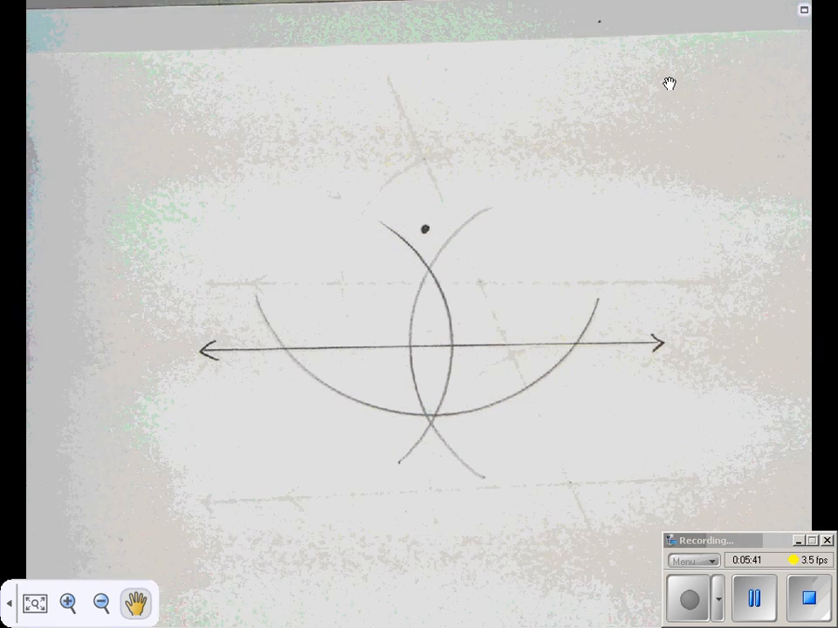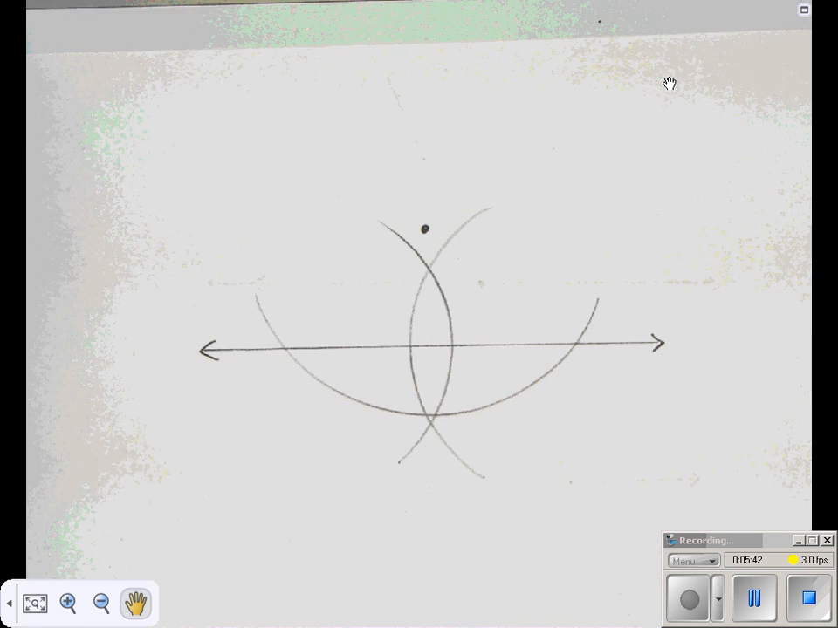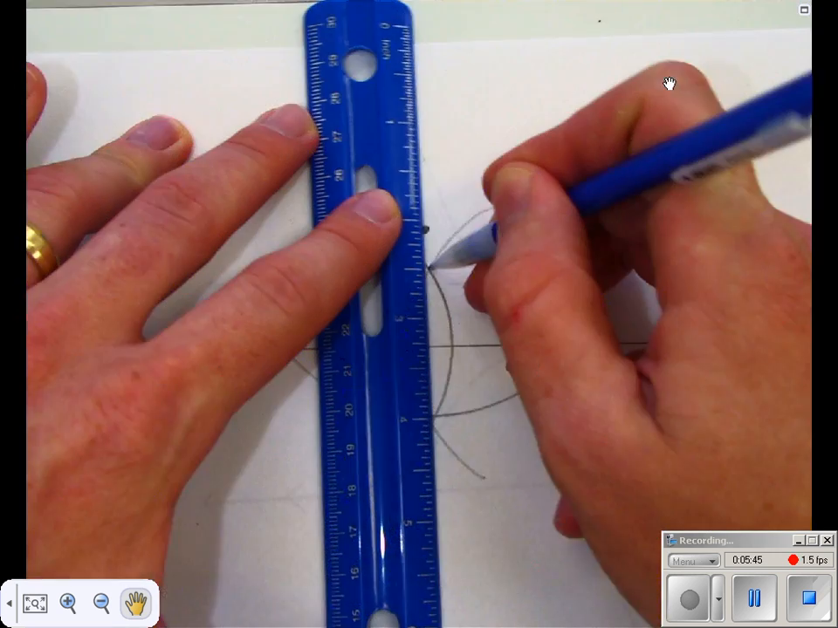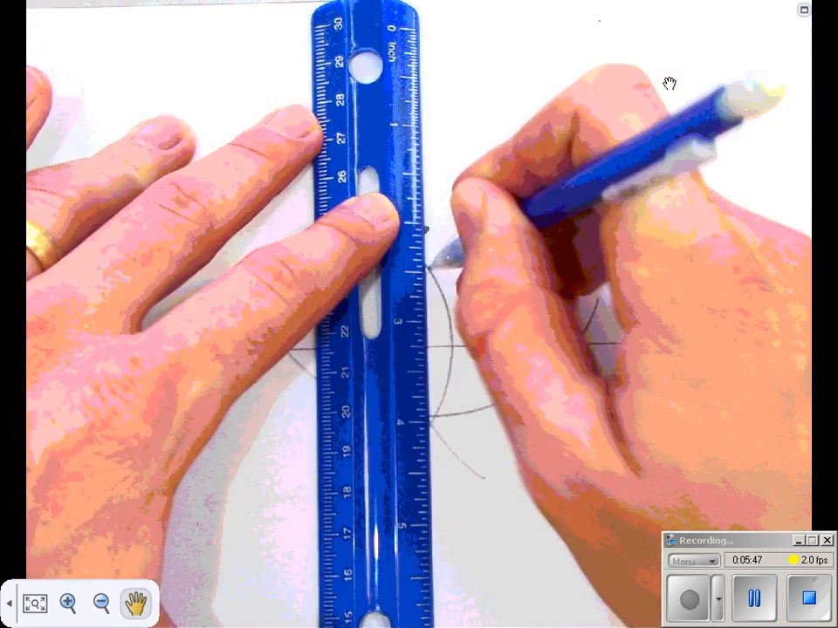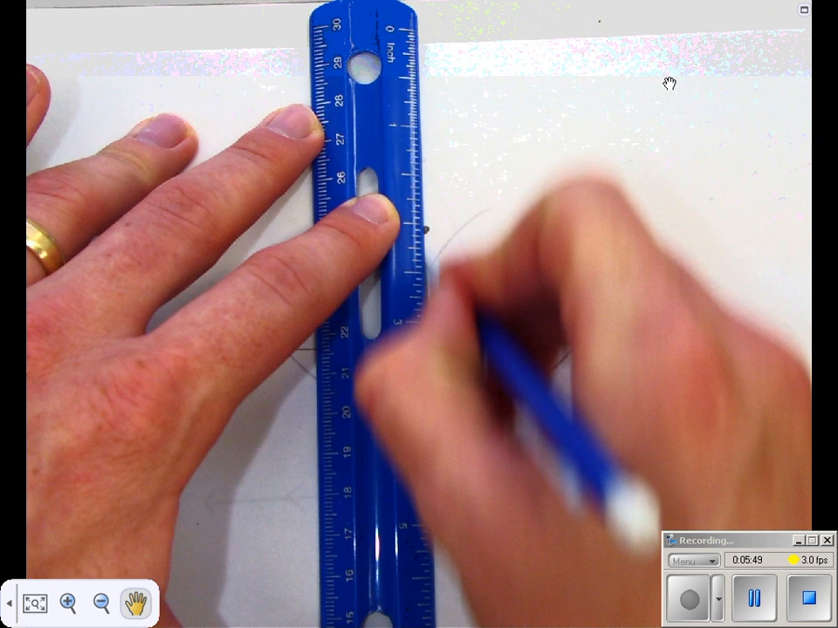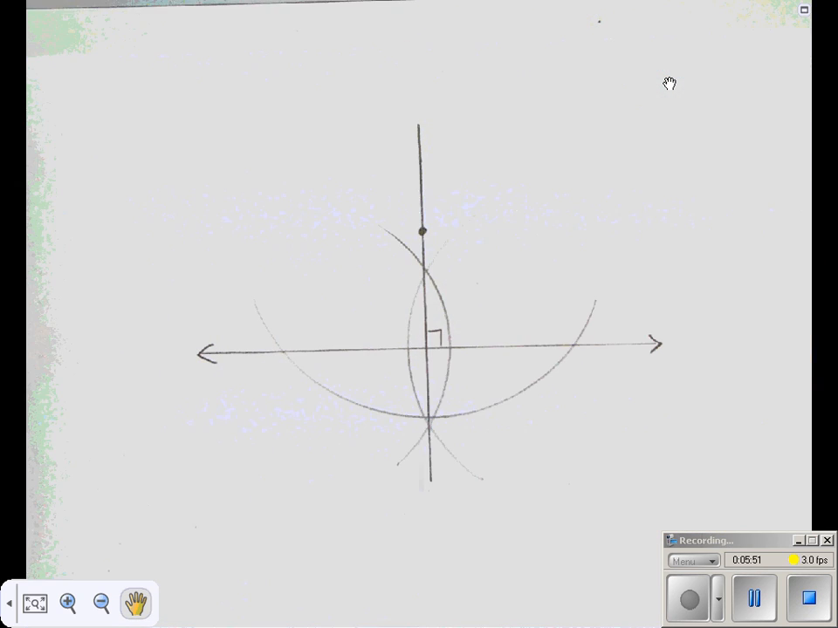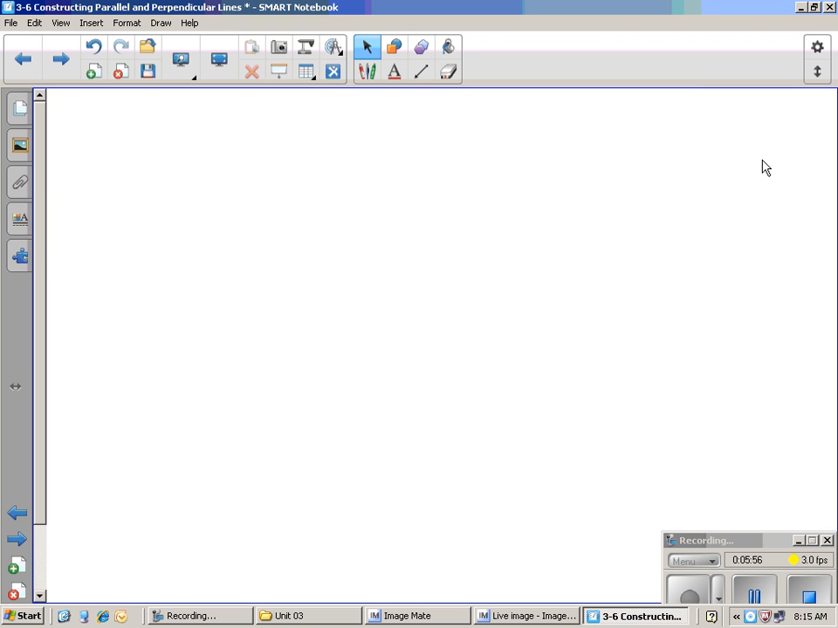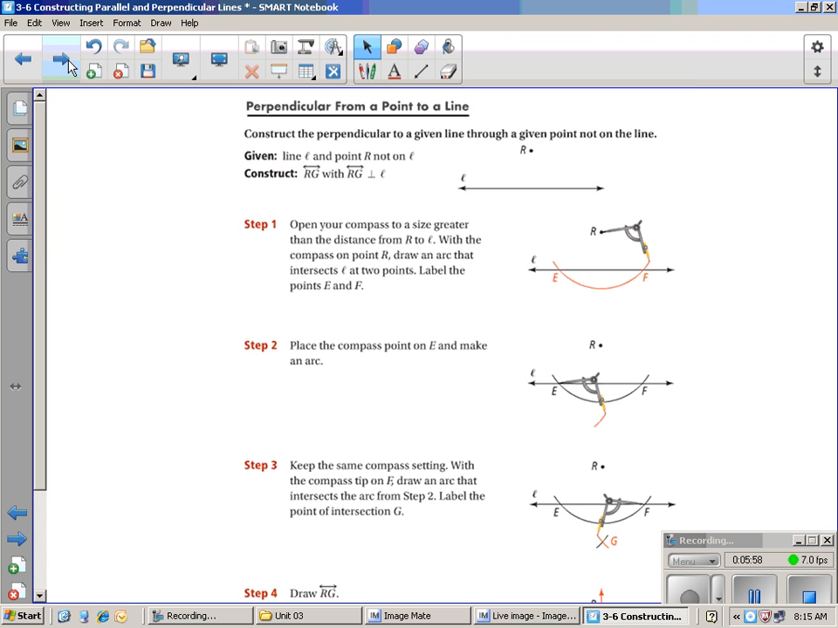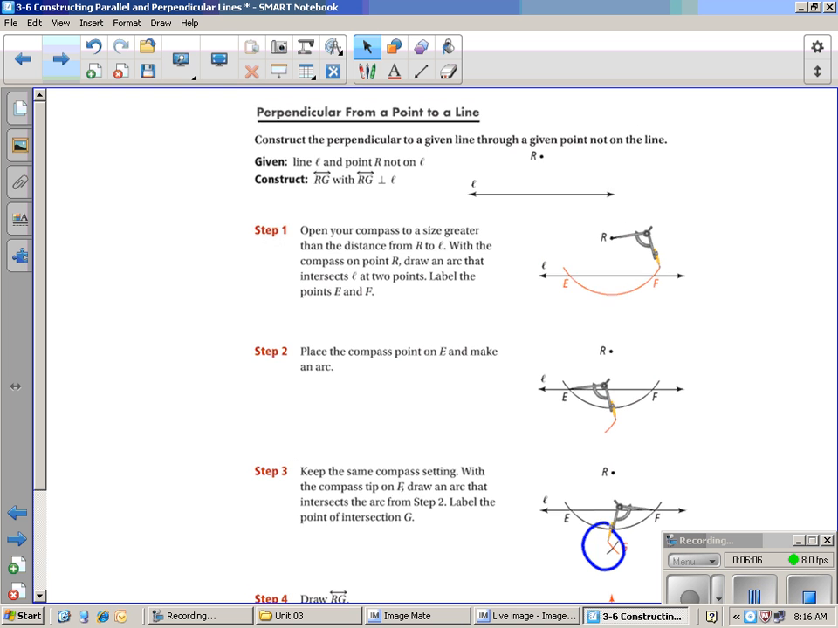Then I will draw a line through these 2 intersections. It should also go through that point. And here's a perpendicular line that goes through that point. And here's a diagram that explains it. You have a line, you draw your big arc, and then I bisected the segment. They just drew in one of the tick marks, but that's fine too.